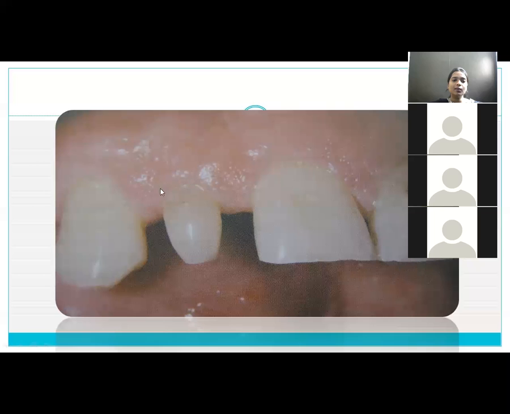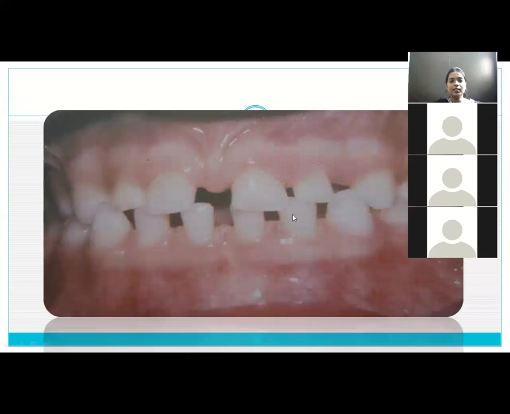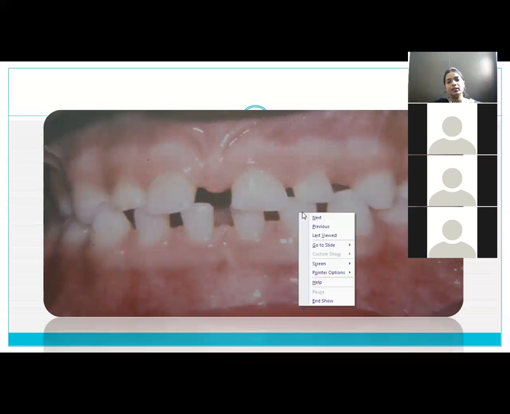This is an example of microdontia involving a single tooth. This is also a peg lateral, that is microdontia involving a single tooth. This is true generalized microdontia, which means all the teeth are smaller than the normal teeth. True means real, that is, all the teeth are smaller than normal. Generalized means it affects all the teeth.